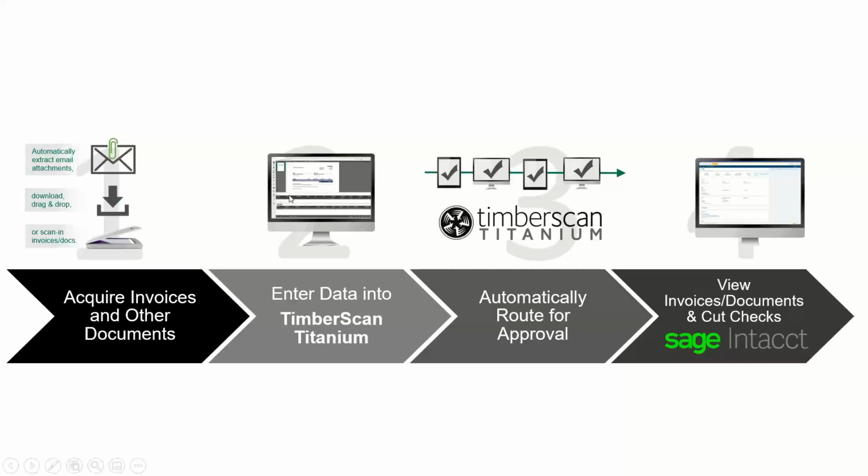Now, what's nice is that this could involve everything from matching it to a purchase order, to something as simple as we know what project number it's associated with, but we don't know how it's supposed to be coded other than that. The beauty of TimberScan Titanium is you can enter partially coded invoices and send them off to the approvers. The approvers will be getting alerts, notifications, letting them know that they have invoices to approve. They will come into TimberScan Titanium to approve their invoices.